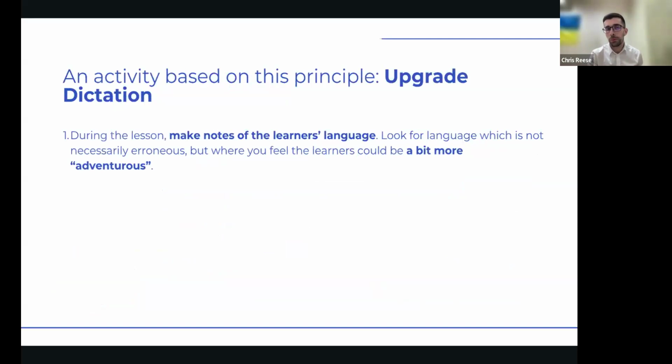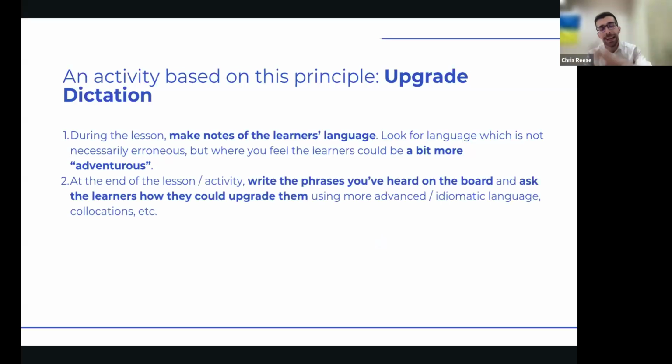An activity based on this principle of I+1 would be something simple like an upgrade dictation. One way we can do an upgrade dictation is that we start off with what we might call standard delayed error correction. While the students are working on an activity, we lay back, we listen to them, and we listen for language. For this activity, we don't need them to make mistakes, but we want language where maybe they could be a bit more adventurous. It often happens in intermediate level classes. They like to use very basic language and they don't like to take risks.